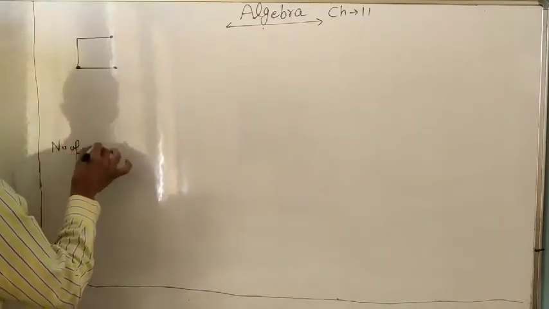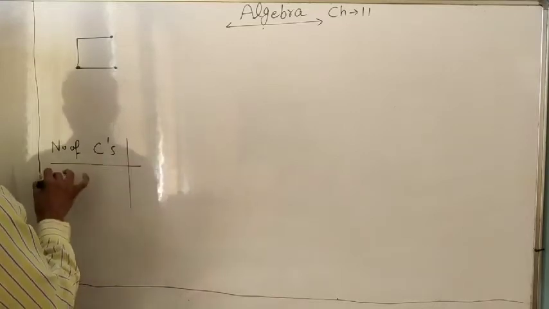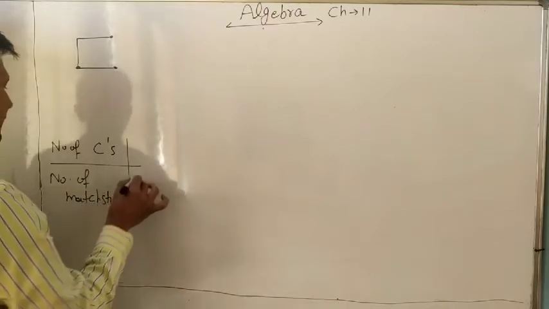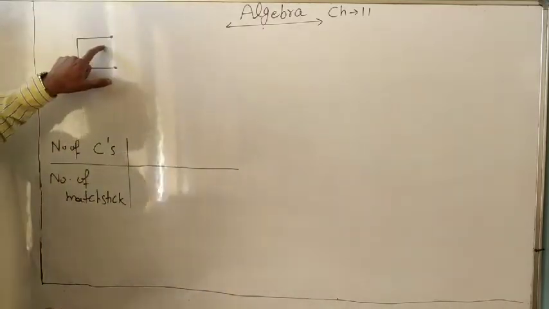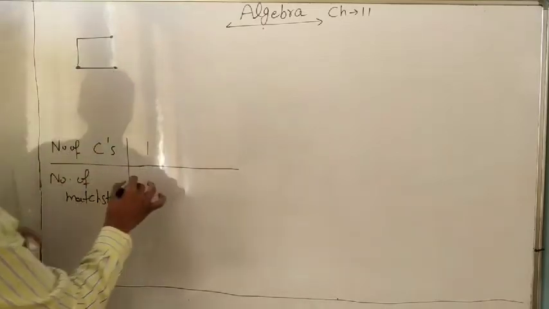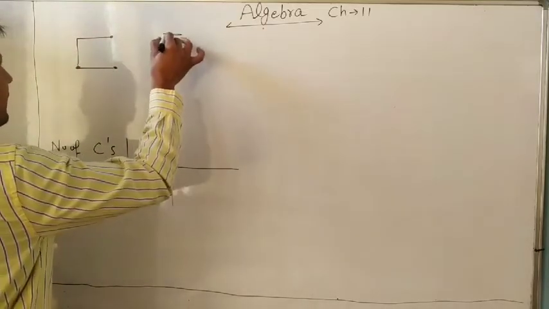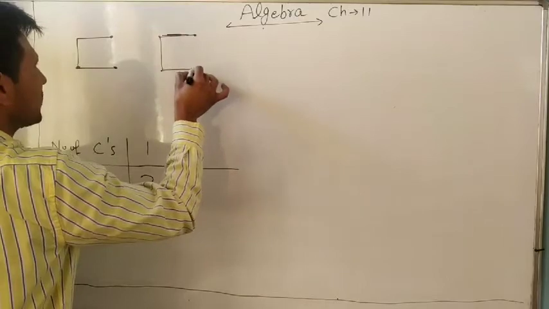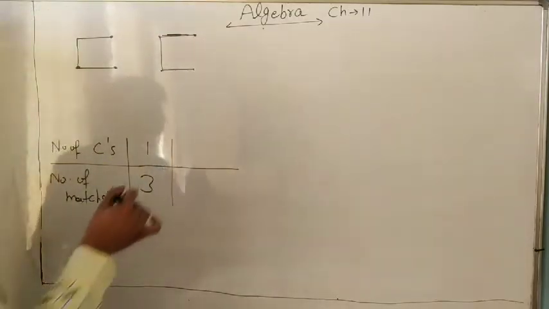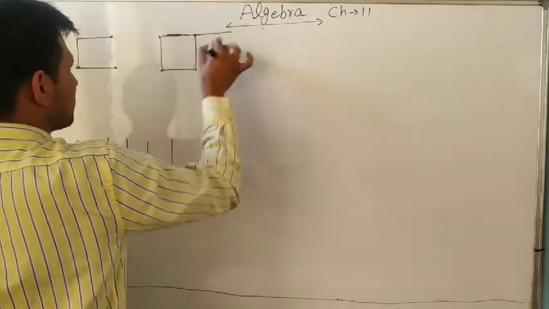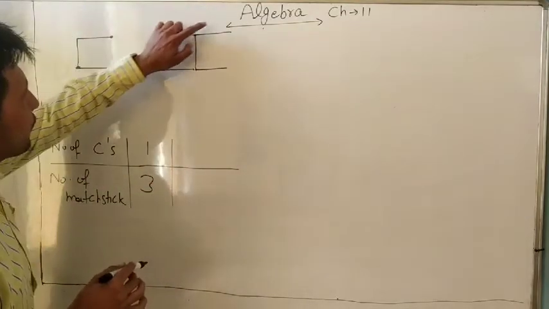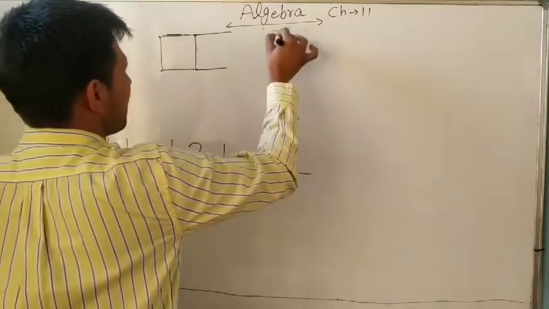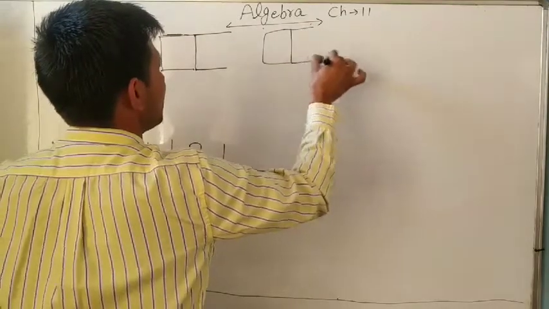Number of C's and number of matchsticks we need. If you want to make 1 C, how many matchsticks? For 1 C, 1, 2, 3 matchsticks. And if we want to make 2 C's, how many? 1, 2, 3, 4, 5, 6. For 2 C's, 3 matchsticks each, the same as before.